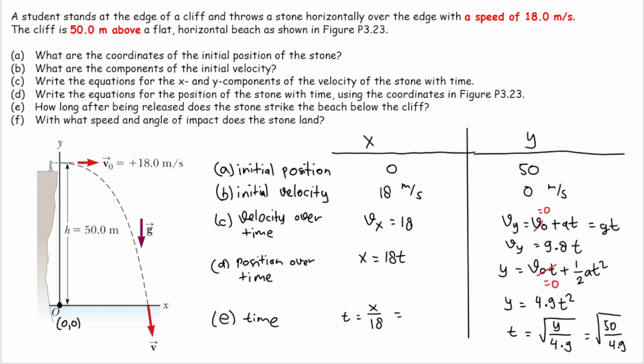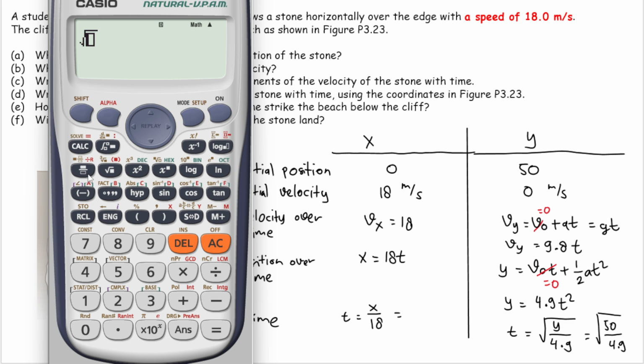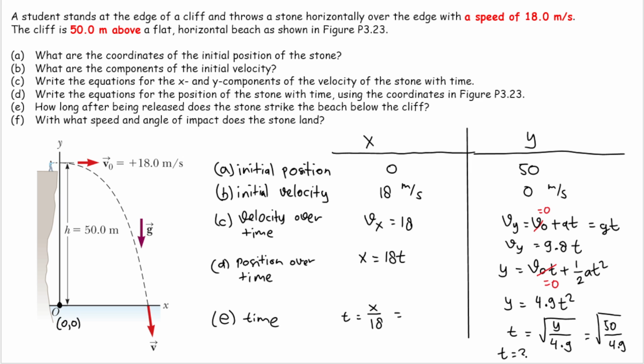Let's calculate that. The square root of 50 divided by 4.9 gives 3.19 seconds. So t is equal to 3.19 seconds here. And that is also the same here. The time it reached here vertically and horizontally is the same, right? So this will also be 3.19 seconds.